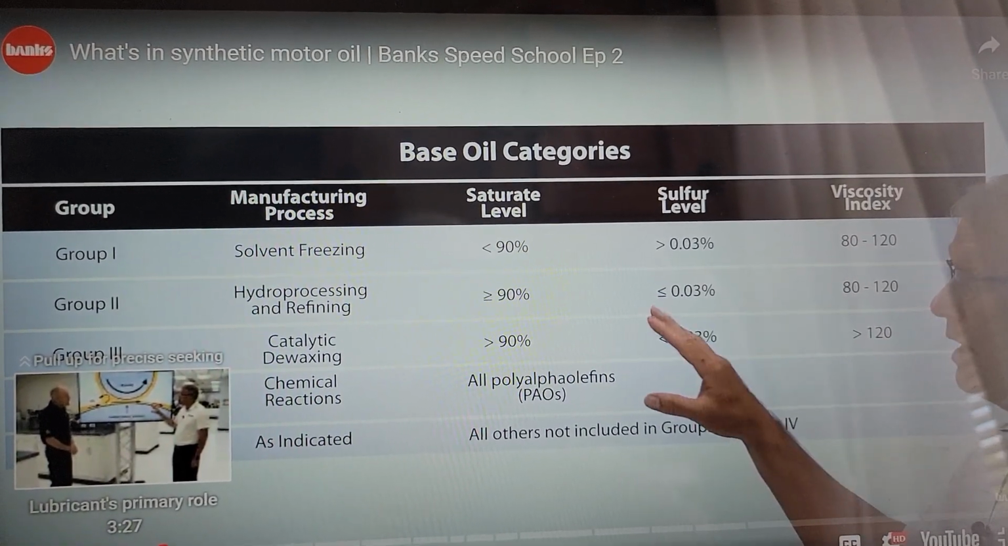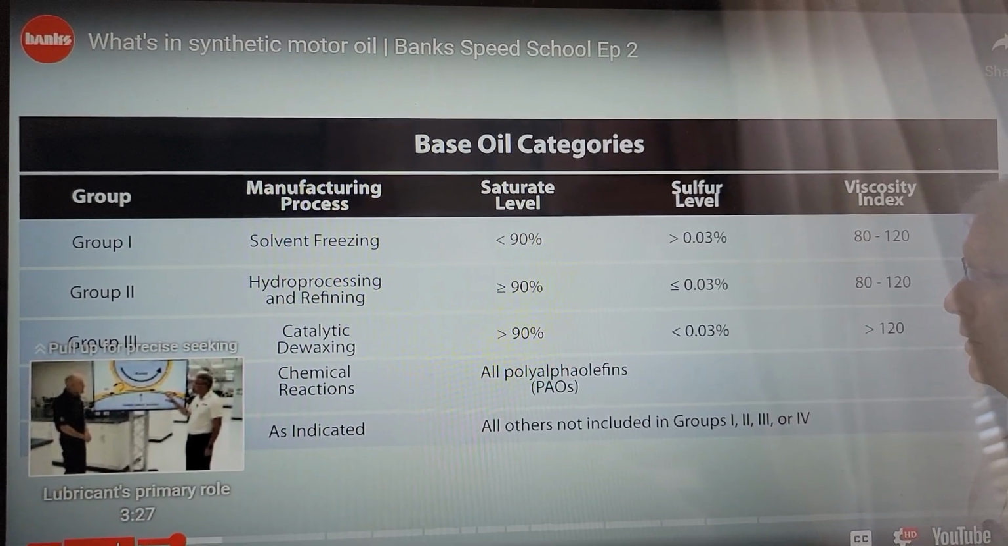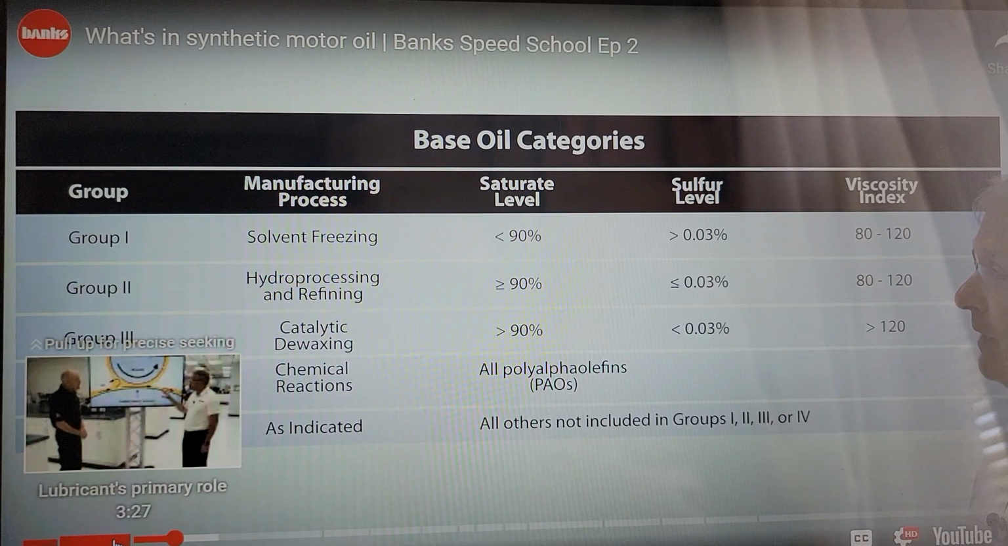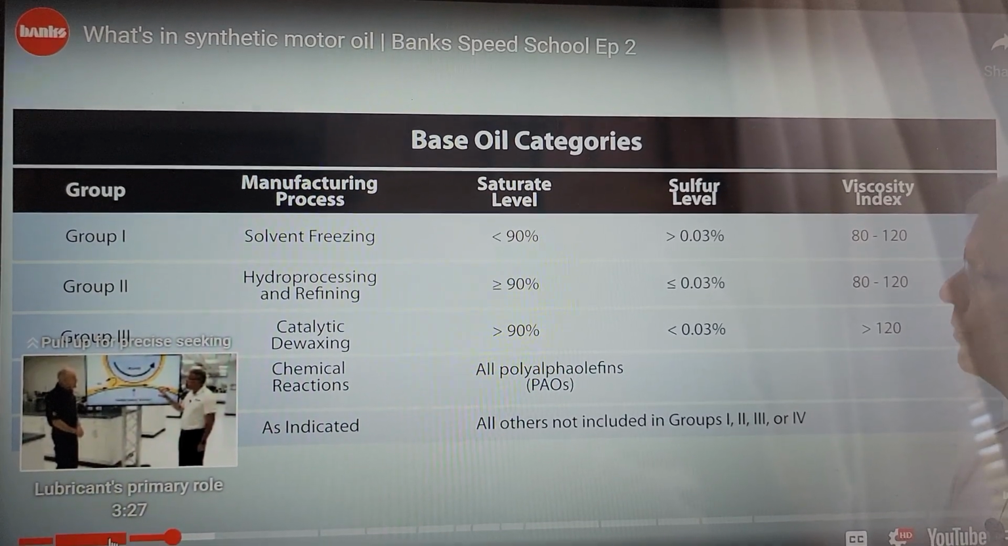So this one we're going to talk about in a minute, but this one has a lot to do with oxidation resistance. So it's either a lower amount of saturation, which is not good, or a very high amount of saturation, and we'll go through that in a minute.